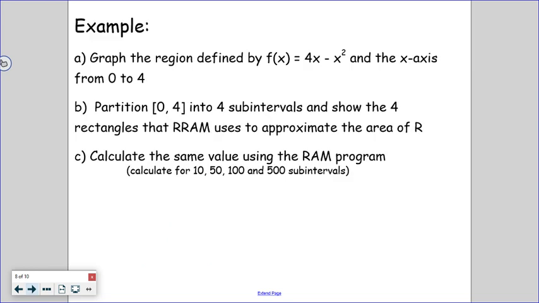Okay, so let's go ahead and do that with this problem right here. It says graph the region defined by f of x equals 4x minus x squared and the x-axis from 0 to 4. So they're asking us to graph that, and we're finding the area under that curve, between that curve and the x-axis. So if I were to draw that, which is the first part of that question.